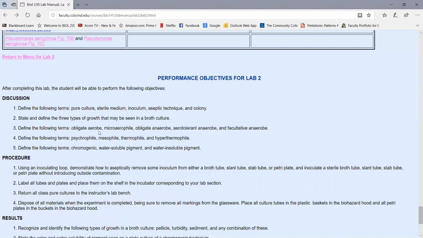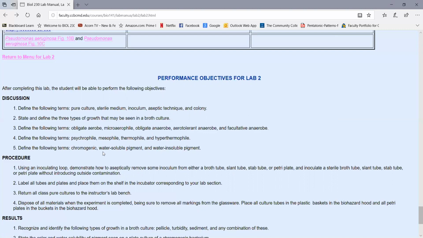Define the terms obligate aerobe, microaerophil, obligate anaerobe, aerotolerant anaerobe, and facultative anaerobe, terms that relate to the oxygen requirements of microorganisms. Define the terms psychrophil, mesophil, thermophil, and hypothermophil, terms that relate to the temperature requirements of microorganisms. And then the following terms relating to pigment production, namely chromogenic, water-soluble pigment, and water-insoluble pigment.